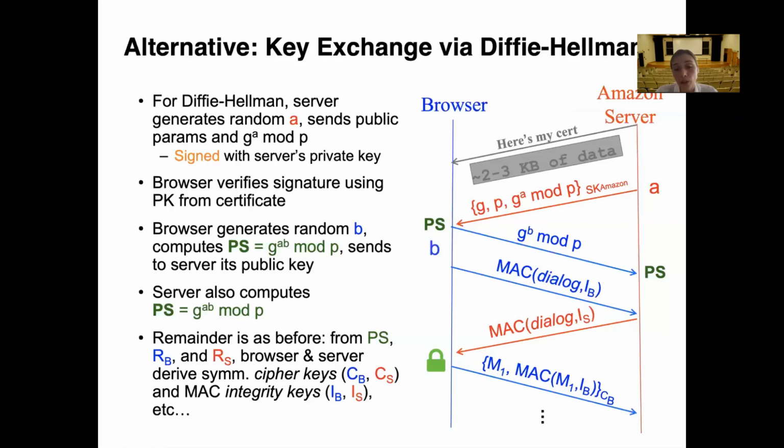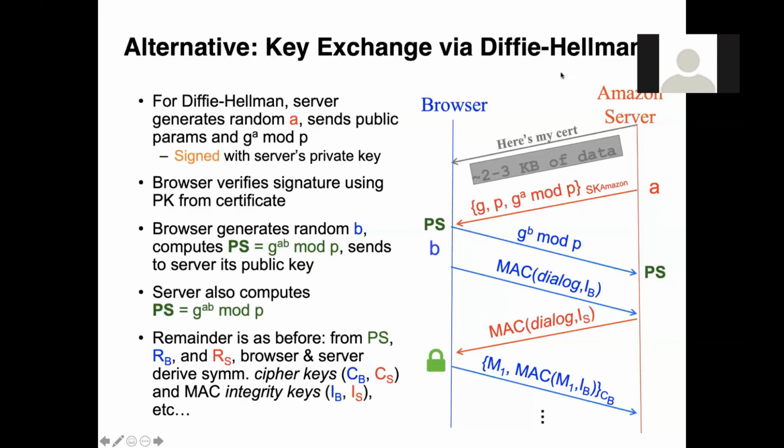Now, the browser will use the B keys when it sends data, and the server is going to use the S keys when it sends data. And again, it's because you want to prevent replay, right? If you send something from the browser to the server, you don't want someone to send it from the server to the browser. Does it make sense? Yes, thank you. Okay, great. Any other questions?